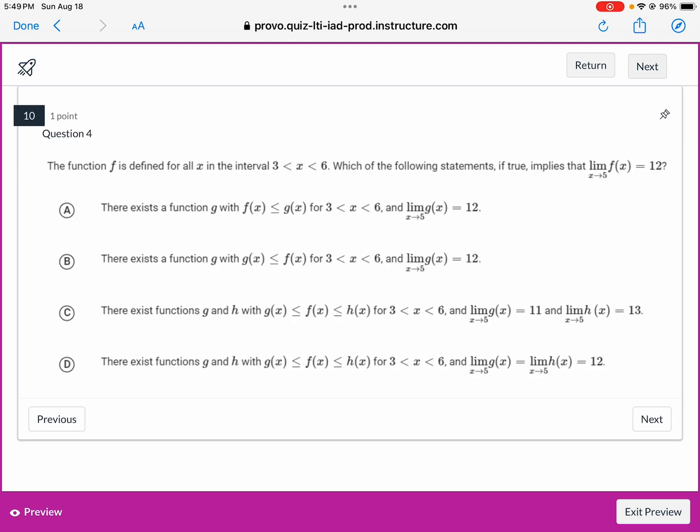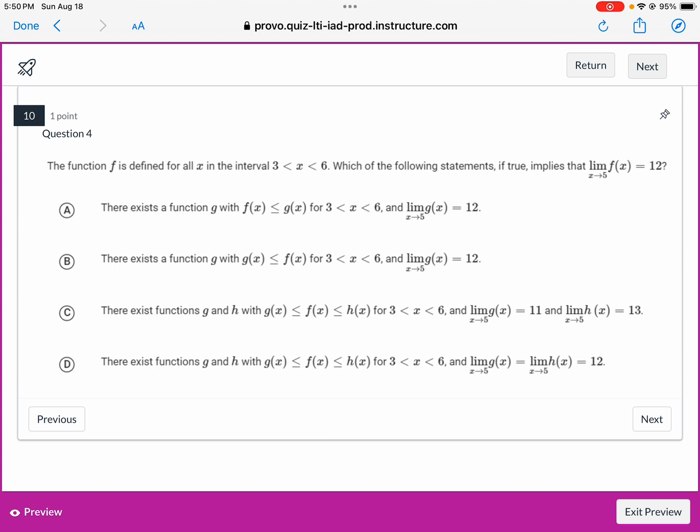All right, the function f is defined for all x in the interval from 3 to 6. Which of the following statements, if true, implies that the limit as x approaches 5 of f of x is equal to 12? A lot of these expressions, as I'm looking at a, b, c, d, especially c and d, it looks like it's trying to get us to think in terms of the squeeze theorem. So we have g, f, and h.